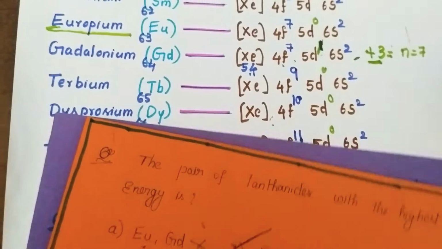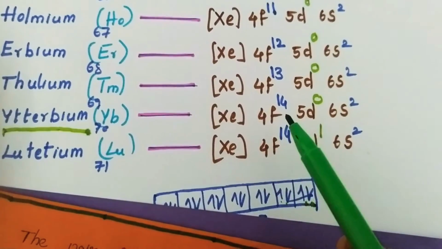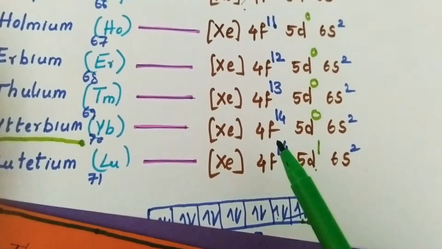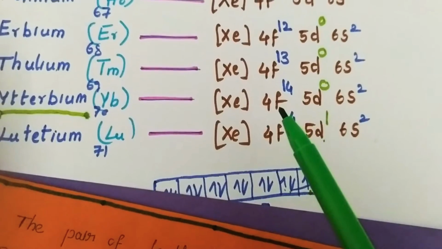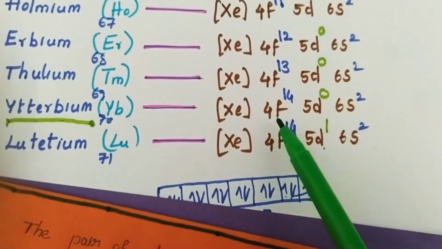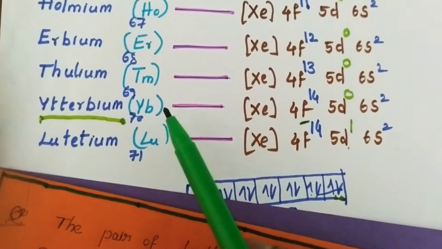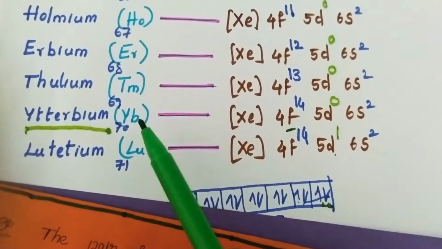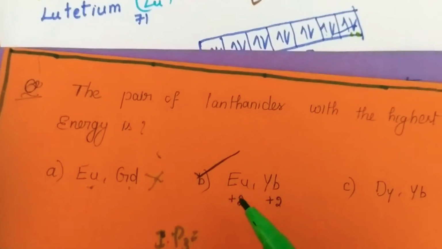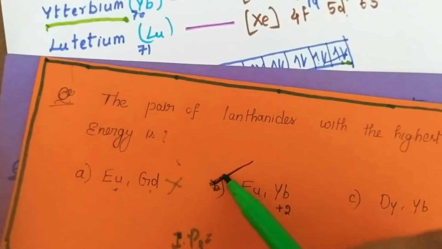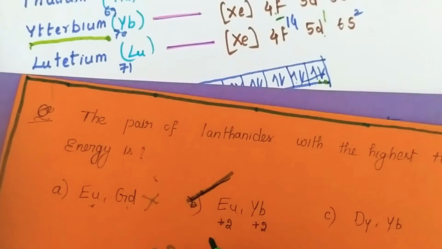Coming to ytterbium, we are going to check it. The ytterbium configuration is 4f14 and 6s2. As I said, exactly half filled and completely filled are very stable. So we could not remove the third electron from a completely filled configuration. In the case of ytterbium also, a high amount of energy is required to remove the third electron from the 4f level. So the correct option is europium and ytterbium, because those two elements exist in the +2 state rather than +3.